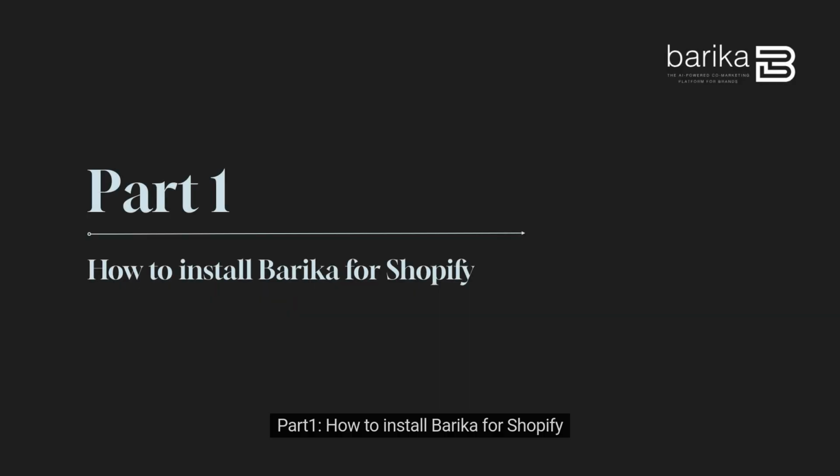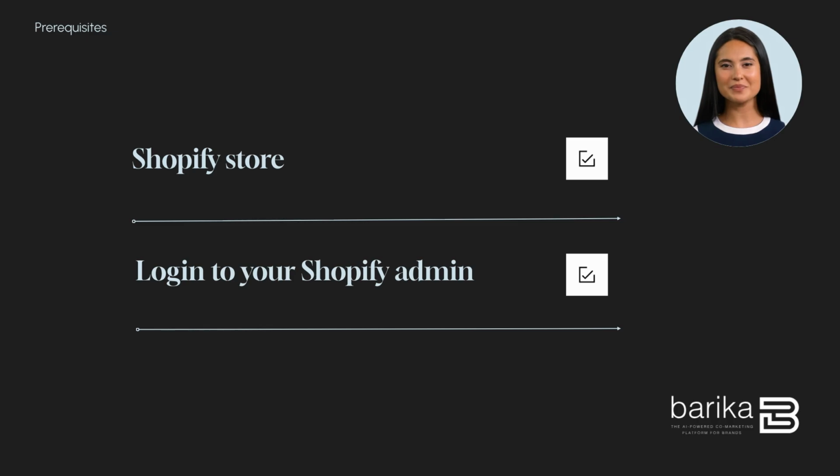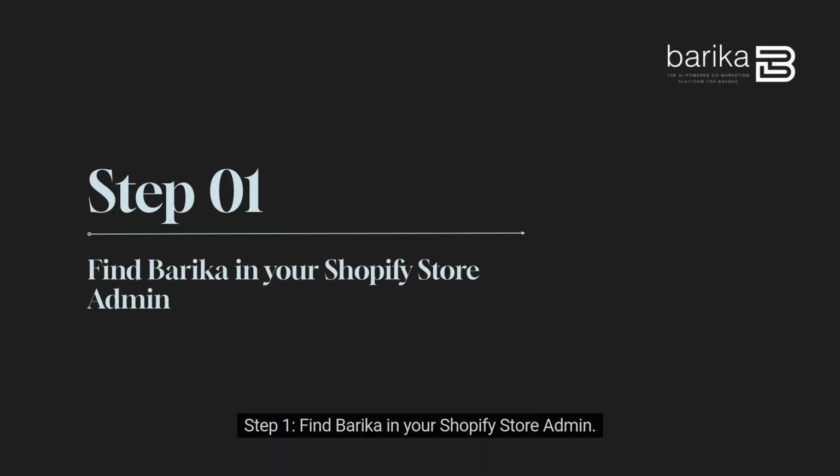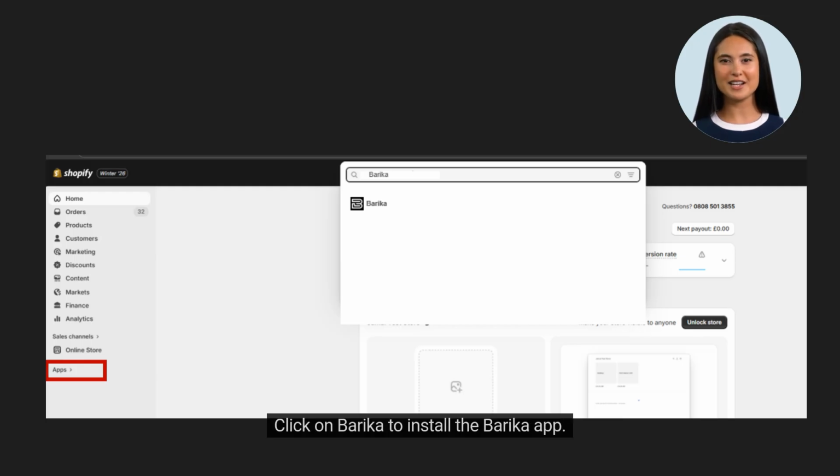Part 1: How to install Barika for Shopify. To begin, make sure you have a Shopify store and can log into the store admin successfully. Step 1: Find Barika in your Shopify store admin. In your Shopify store admin, click on Apps and search for Barika in the search field at the top of the page. Click on Barika to install the Barika app.